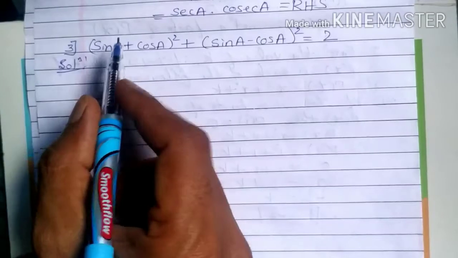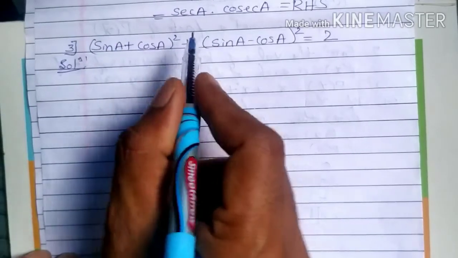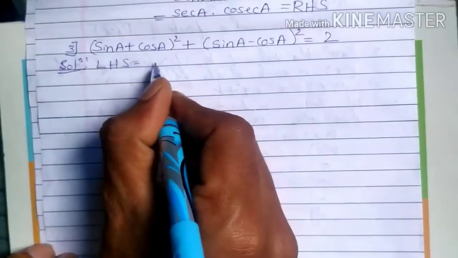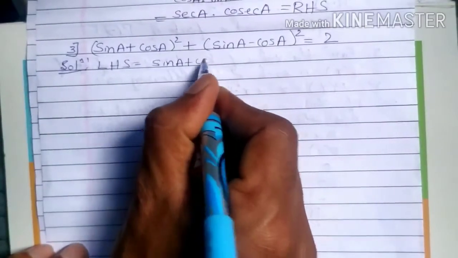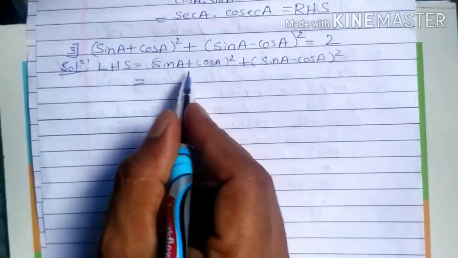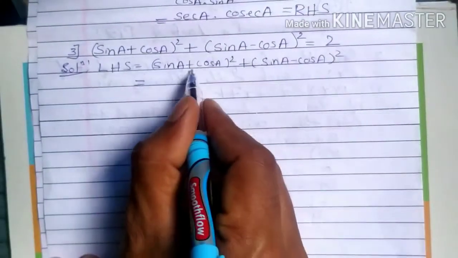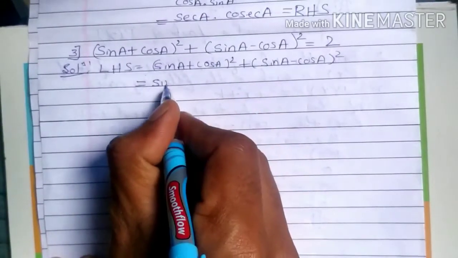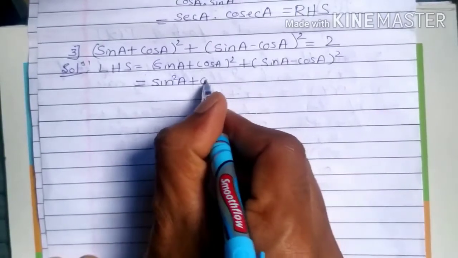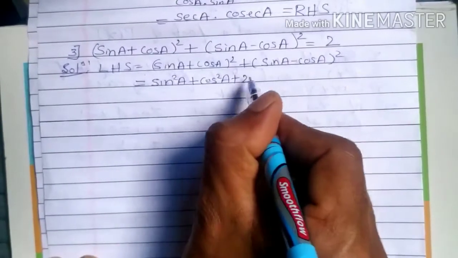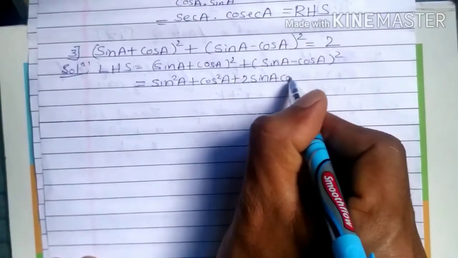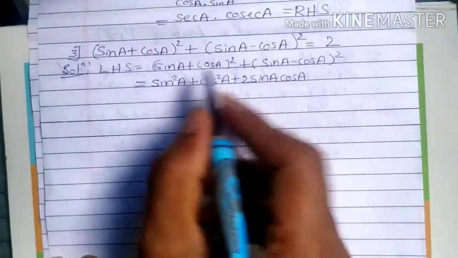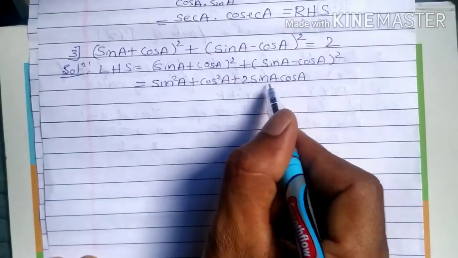Okay, we shall discuss next one. Sin A plus cos A whole square plus sin A minus cos A whole square is equal to 2. So LHS is equal to sin A plus cos A whole square. This is like A plus B whole square. A plus B whole square is A square plus B square plus 2 into A into B. So we have to consider sin A and cos A as A and B. So A square plus B square plus 2AB.